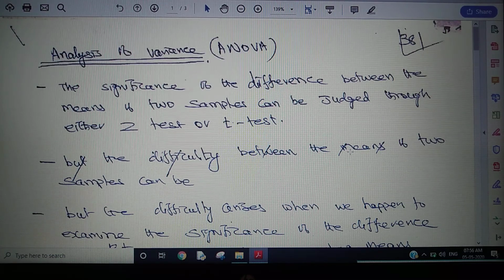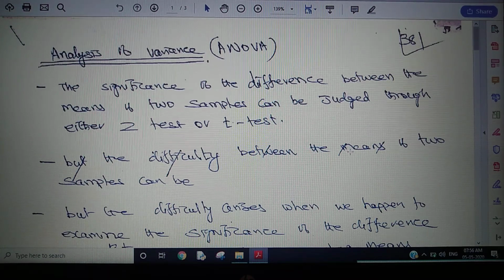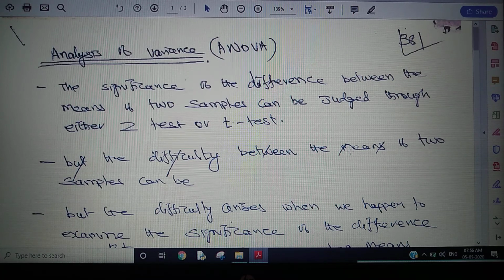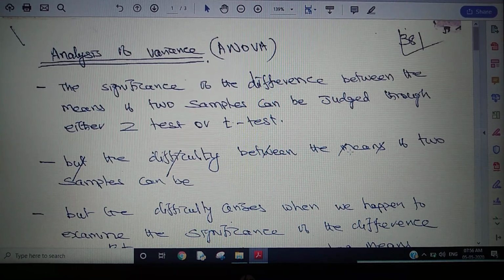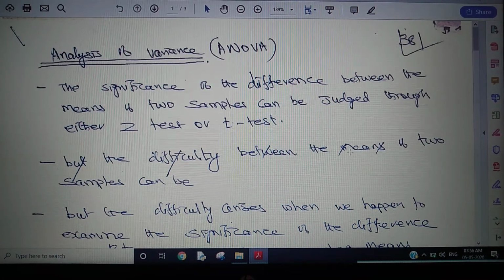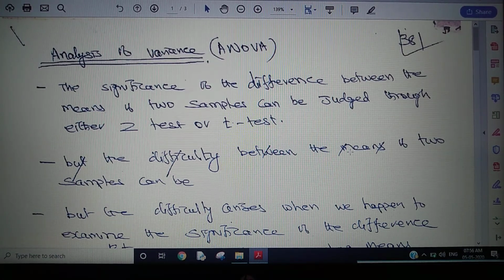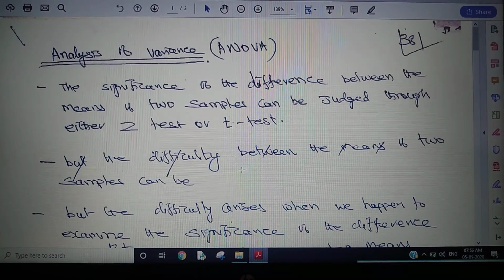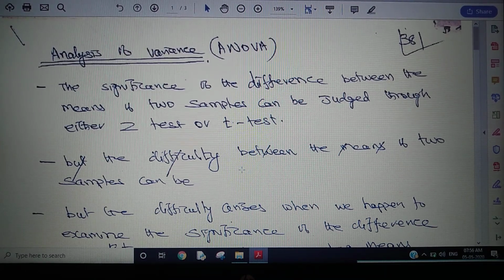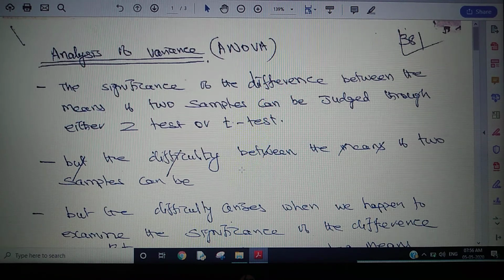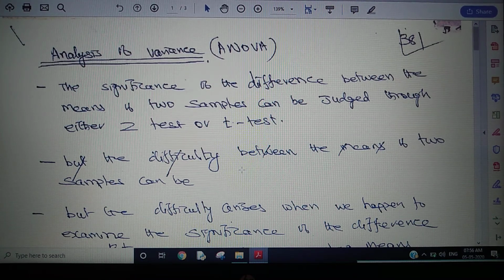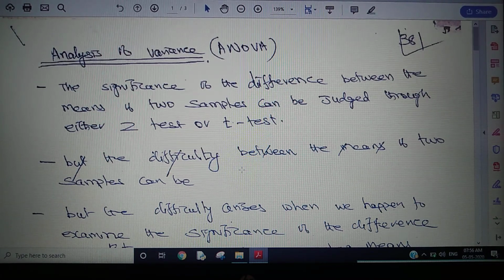I think you are aware of testing the difference between the sample and the population with the help of the sample mean and population mean. Why are we conducting this test? To see whether the sample is drawn from the particular population or not, or whether the sample is representative of the population or not. Or, from the characteristics of the sample, will the population have the same characteristics or not?